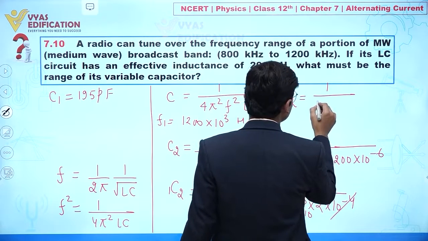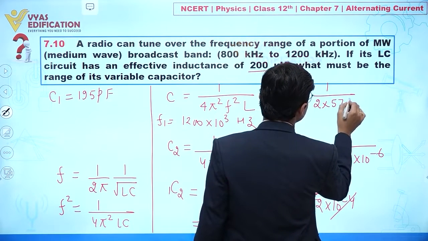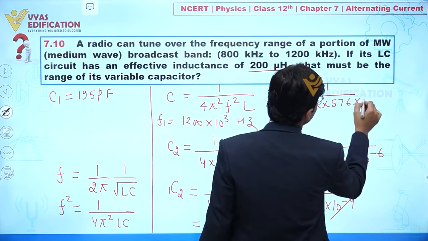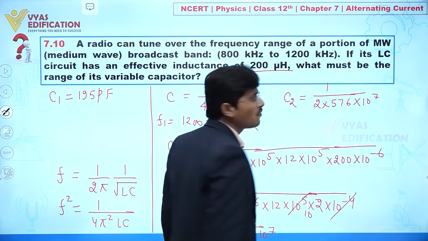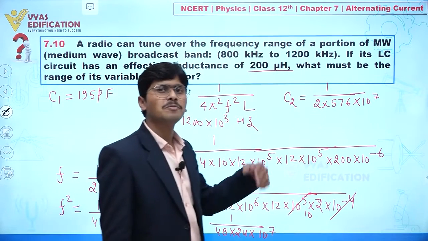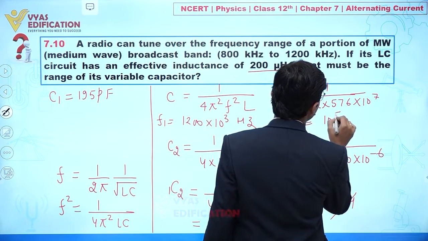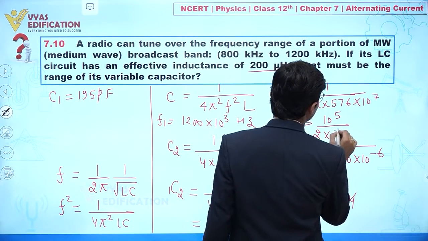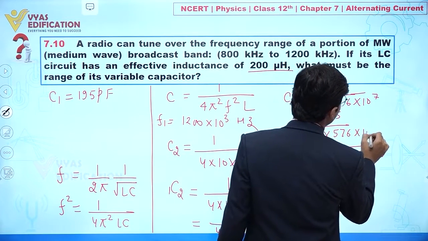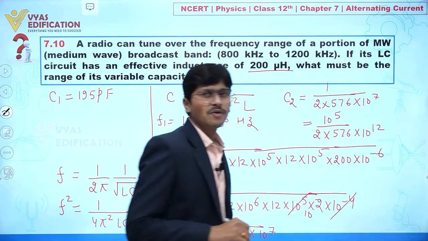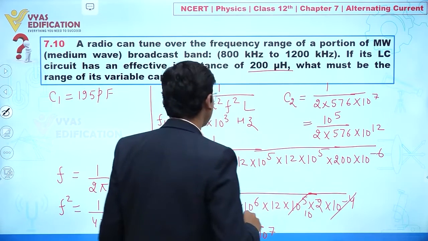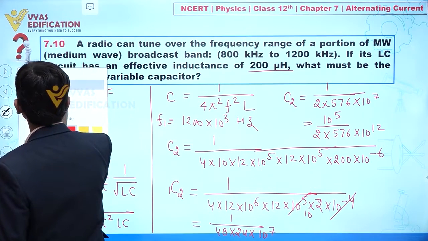So directly I am saying this is 2 multiply 576, clear, and this is equal to 10 to the power 7, clear. Now what I am doing here, I am multiplying with 10 to the power 5 and dividing with 10 to the power 5, clear. So I can say 10 to the power 5 divided by 2 into 576 into 10 to the power 12, clear. Now I can break here 10 to the power 5 in 2 terms, clear.